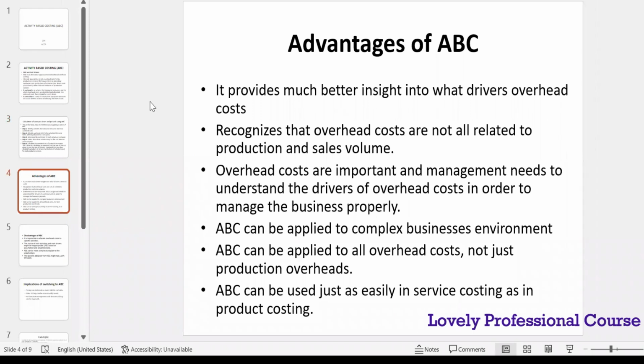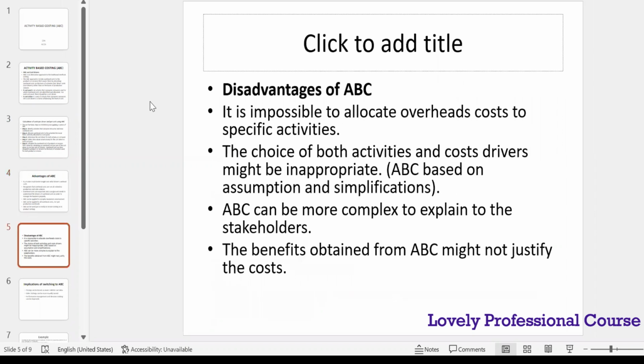Of course, before we attempt to work on a question, there are advantages of activity-based costing, and also disadvantages of applying this method. Sometimes it is impossible to allocate overhead cost to some specific activities. And also remember that in accounting we involve some assumptions, so the choice of both activities and cost drivers might be inappropriate. Sometimes we may choose what is not appropriate.